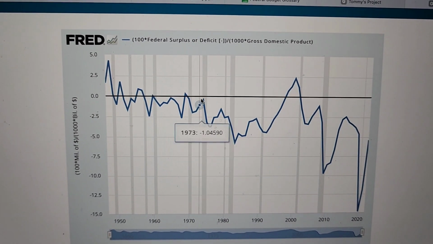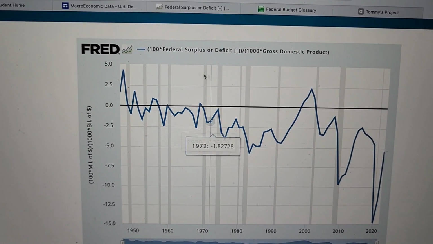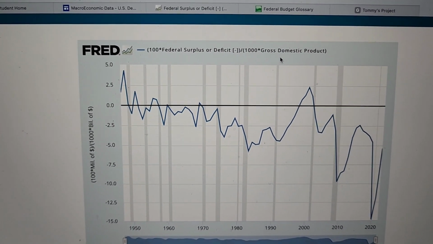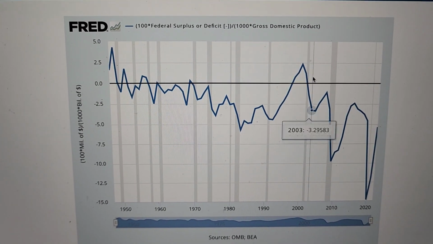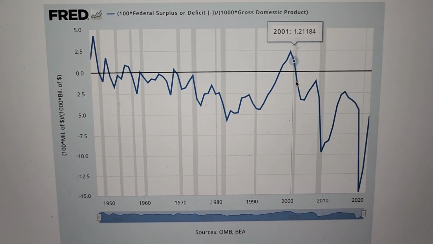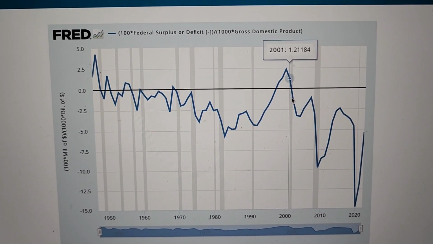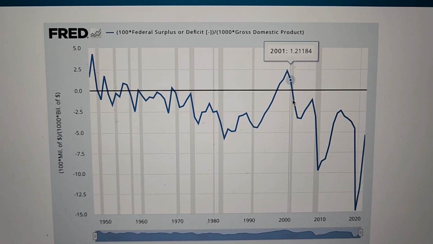So here we can see it's a clear-cut example. Looking at surplus and deficit as a percentage of gross domestic product, we can see how the health of the economy, whether it's doing well or if it's in a recession, impacts government revenues and how it affects surpluses and deficits.